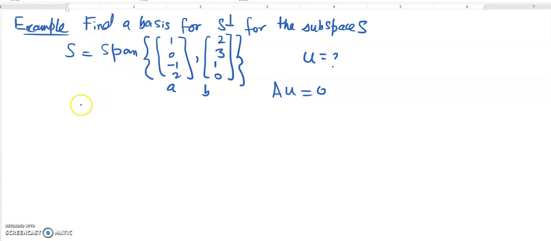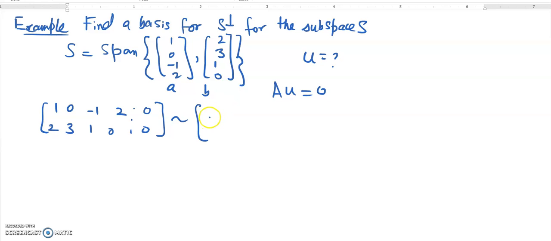So in this case, we can write an augmented matrix. Because the dot product is in effect the transpose of the vector times the other vector, this matrix A will be the transpose of these vectors. So columns will become rows: 1, 0, minus 1, 2 and 2, 3, 1, 0, and then for the augmented matrix we will have 0, 0 over here.